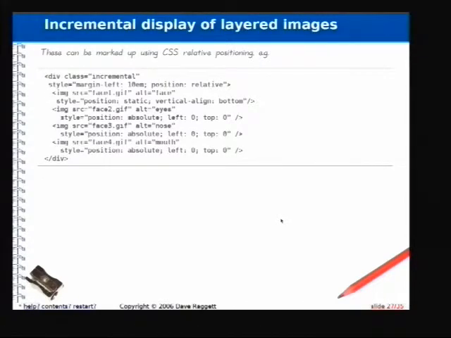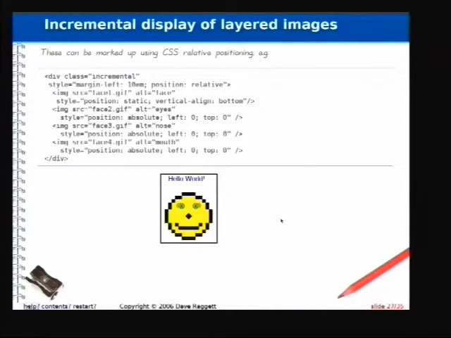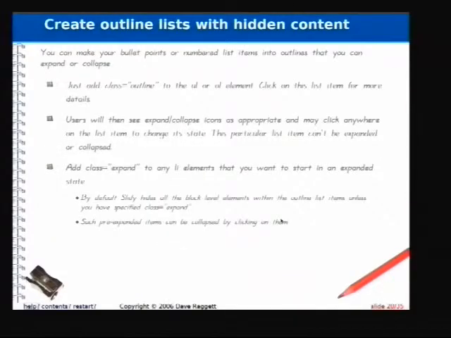Then you can apply this to images. Again, it's a div with class equals incremental, with some positioning. So this is an image from one of these CSS tests, ACID2. The ACID2 is a test for how well your browser supports CSS. This is a bit of a target for some of the browser companies. I think Opera has just got there. I'm not quite sure about the others. Anyway, so you can do incremental display of images.